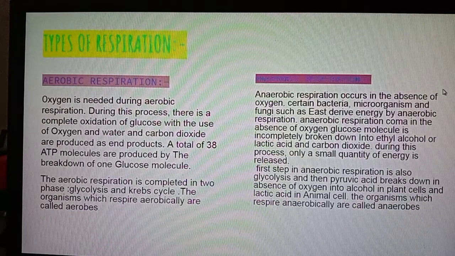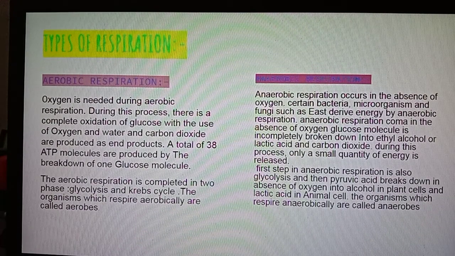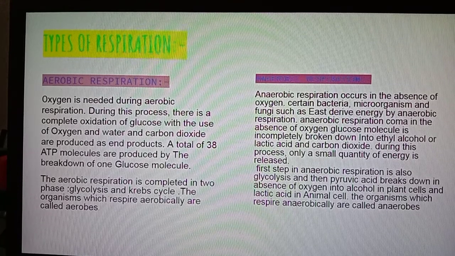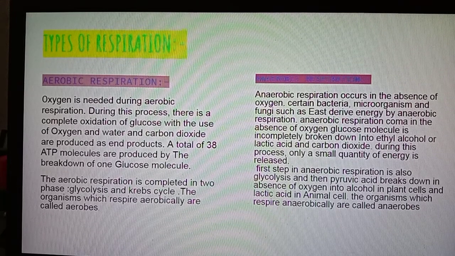Now, types of respiration. We have two types of respiration, that is aerobic respiration and anaerobic respiration. In aerobic respiration, oxygen is needed. The respiration equation we studied at first is aerobic respiration, where complete oxidation of glucose takes place and 38 ATP molecules are produced. In aerobic respiration there is a presence of oxygen. Oxygen cannot be absent during aerobic respiration.